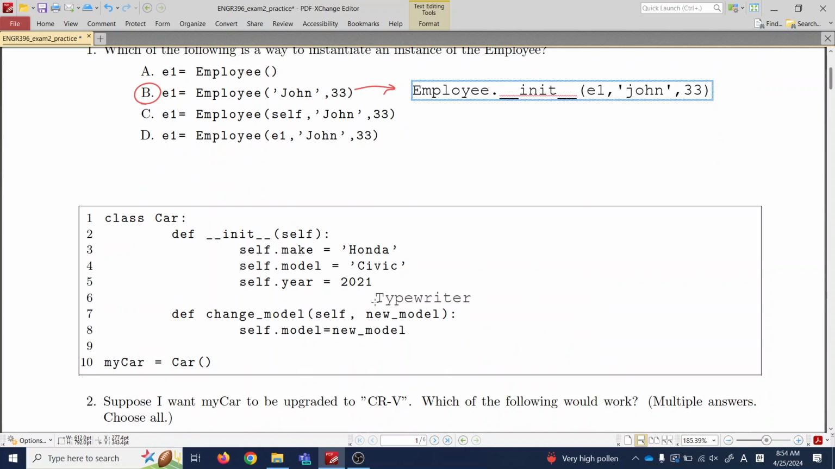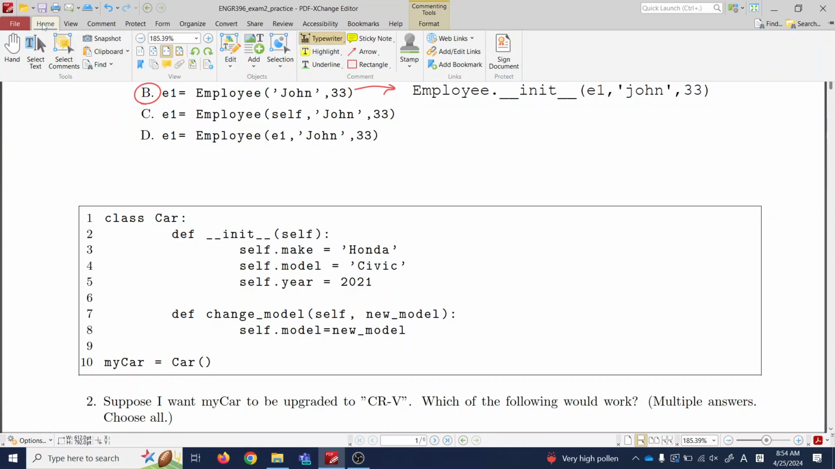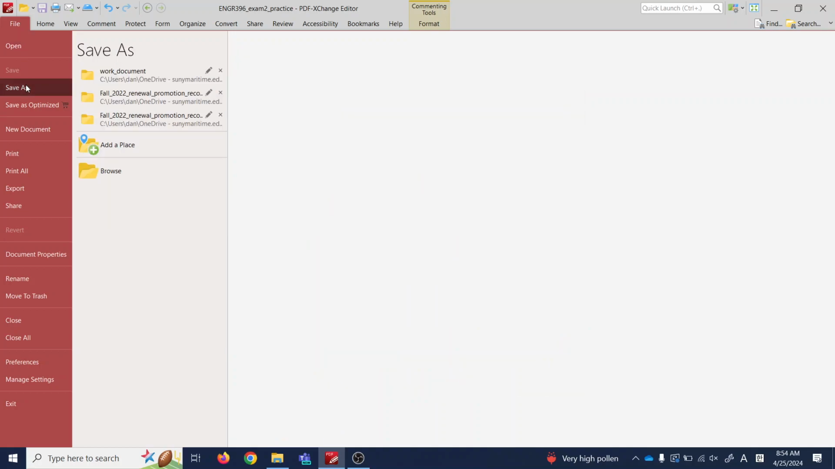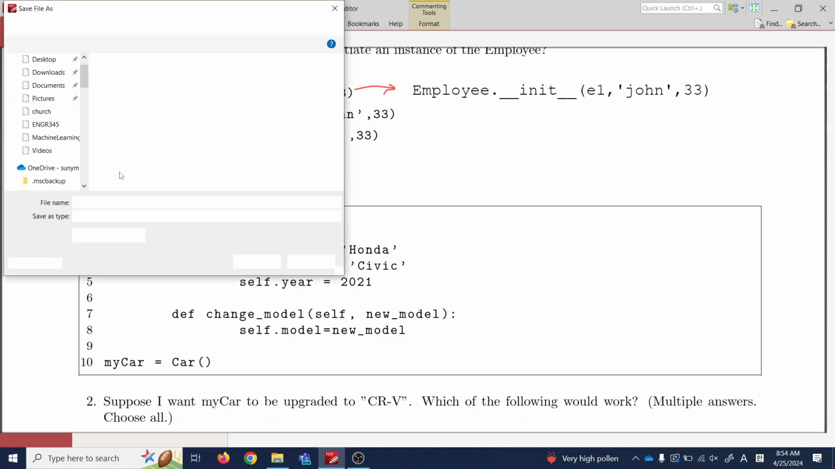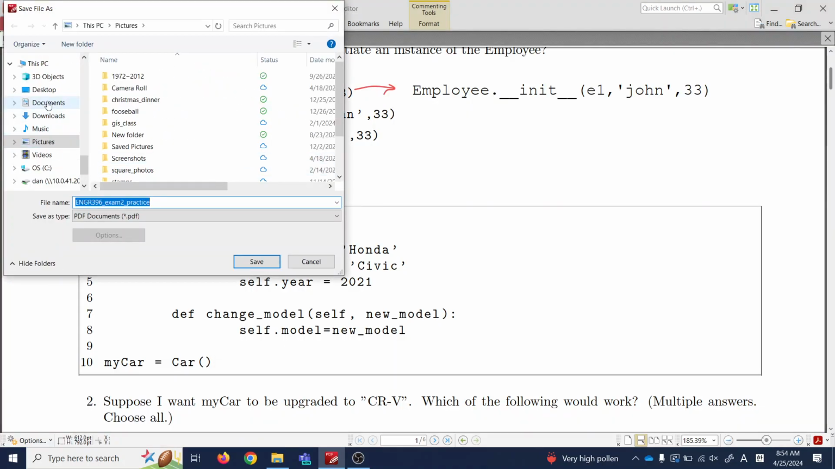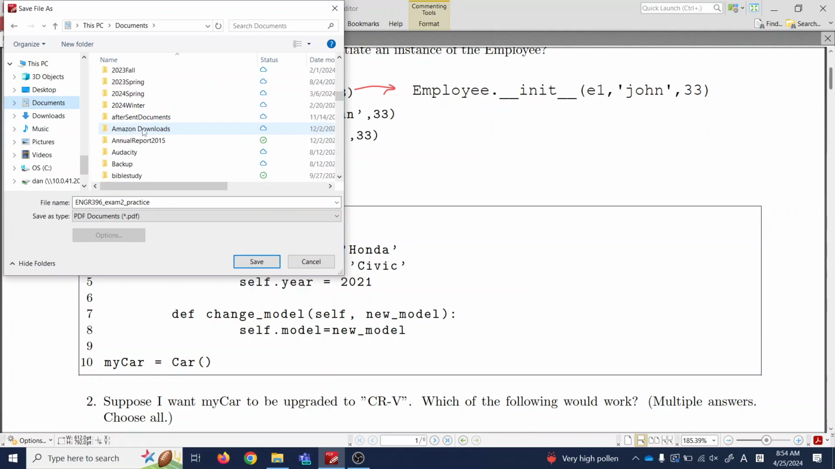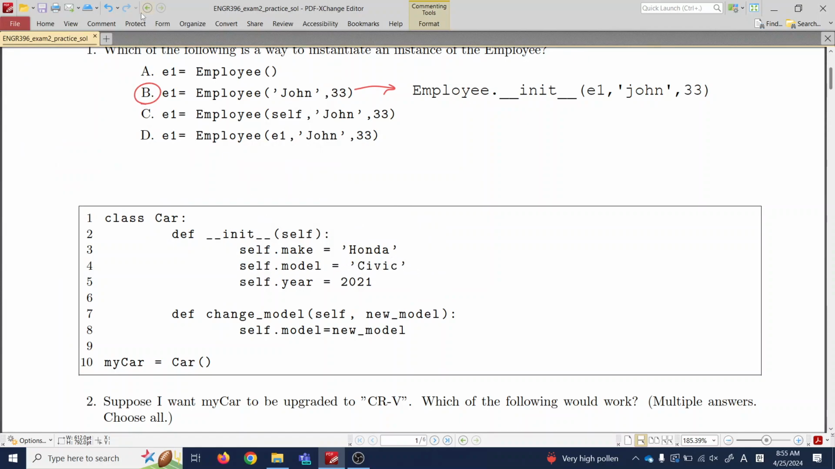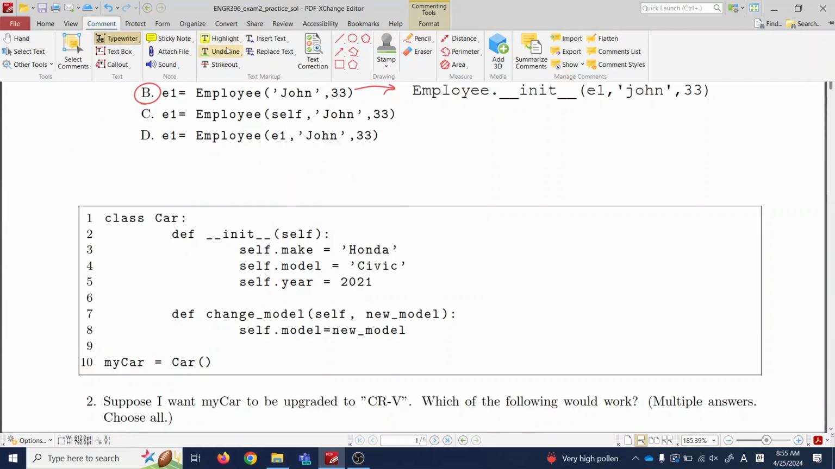And for the second one, sorry, I need to save this as a different name, or else it's going to overwrite it. Oh, made a mistake. Let's see. File, save as. Browse. Documents. Okay. All right, so next.